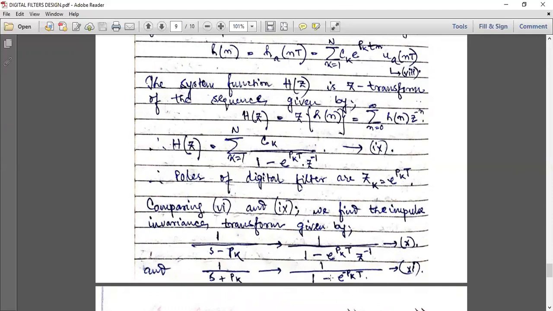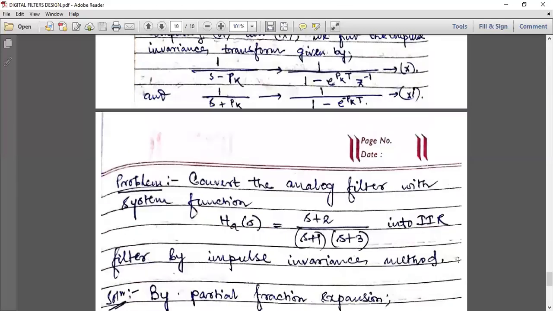Clear? So this is the impulse invariance, meaning the impulse of the analog filter is sampled into the impulse of the digital filter. This was the impulse of the analog filter initially, and now the transformed impulse of the digital filter is turning out to be this. Clear? So that's what the name suggests as the impulse invariance technique for designing IIR filters into digital filters.